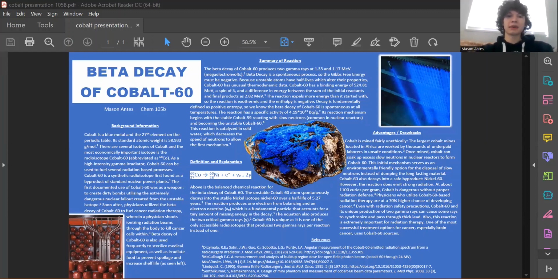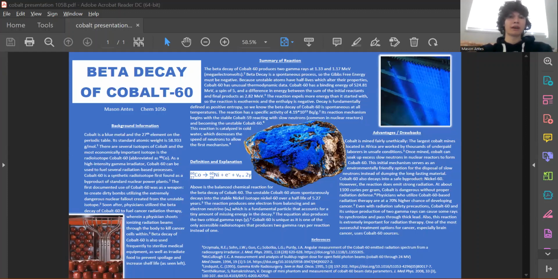The reaction mechanism for the beta decay of cobalt-60 begins with the stable cobalt-59, which is blasted with slow neutrons, which are common byproducts in nuclear reactors, and thus becomes the unstable cobalt-60. This initial mechanism is catalyzed in cold water, which decreases the speed of the neutrons and makes the first mechanism more efficient.